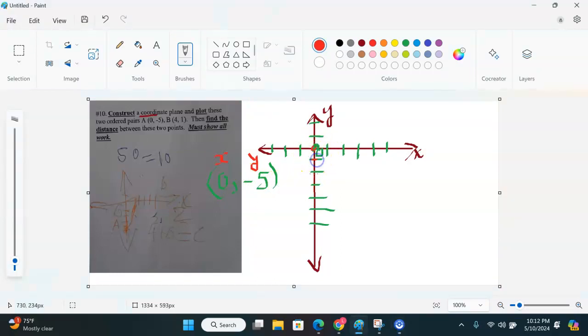So I'm going to go down 5. 1, 2, 3, 4, 5. There you go. So there's my point A. Okay, now I see over here you put point A, and that's what we did together. So that's a good thing so far.